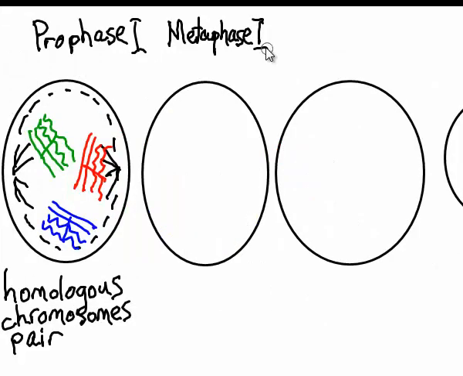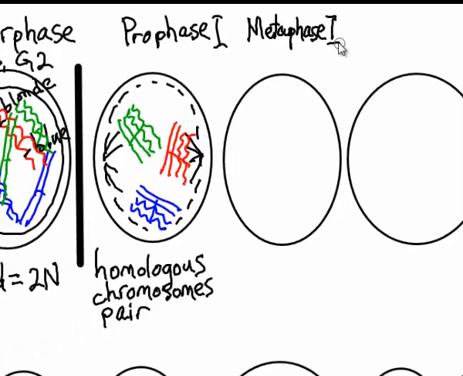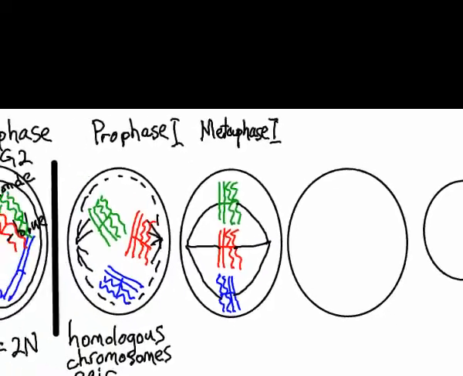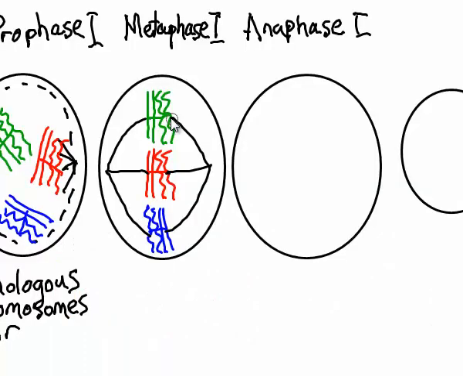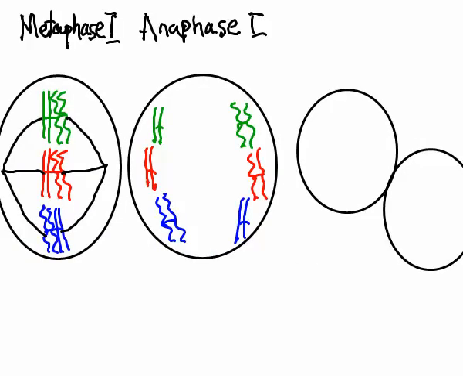The next phase is Metaphase One, and in this phase, all of the homologous chromosome pairs move to the equator of the cell and are attached to the spindle fibers. The next phase is Anaphase One. In Anaphase One, the tetrads, or homologous chromosome pairs, split. The centromere splits at the middle and opposite chromosomes move to opposite sides of the cell. Now I'm not drawing the spindle fibers in because the most important part is the information in the chromosomes. Notice how they're consistent and they're moving to the correct sides of the cell.